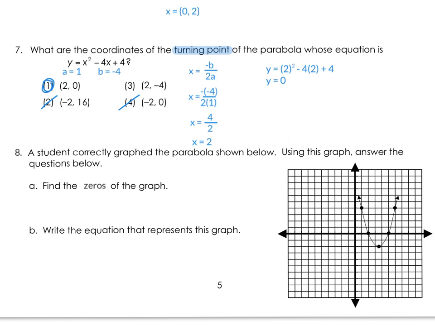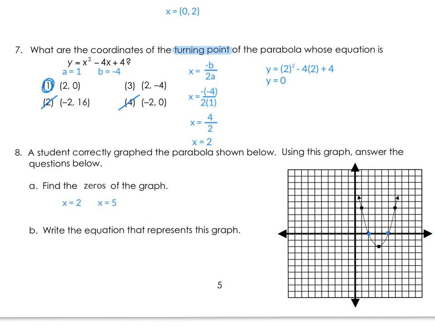Okay, the next question says that a student correctly graphed the parabola shown below. Using this graph, answer the questions below. The first one says find the zeros of the graph. Well, zeros, that just means the x-intercepts, or where this graph crosses the x-axis right here. So where does it cross the x-axis? I drew them on the graph with those blue dots. So if you count then to see where it crosses the x-axis, it's at an x value of 2 and an x value of 5.